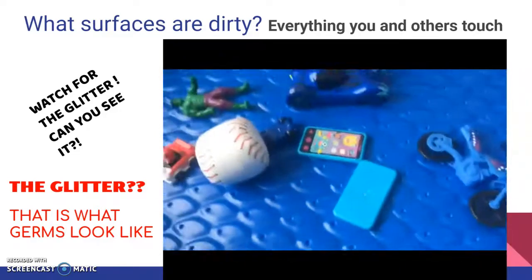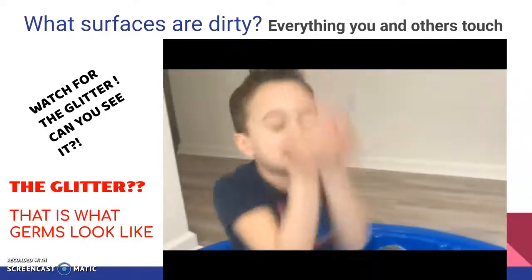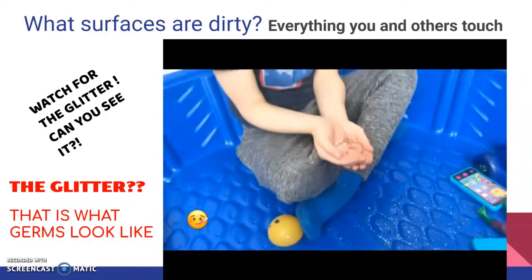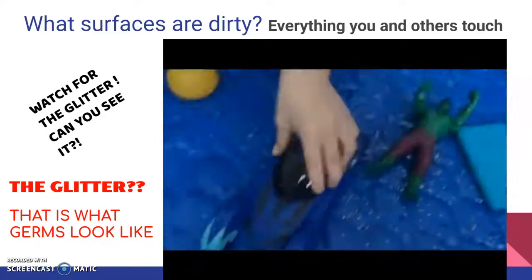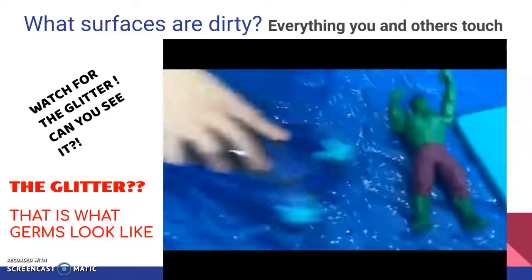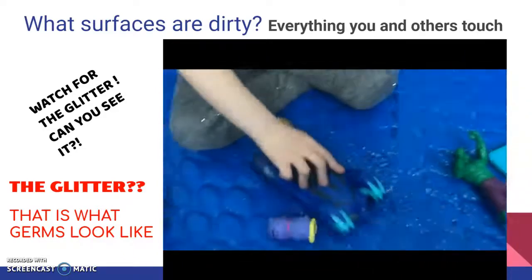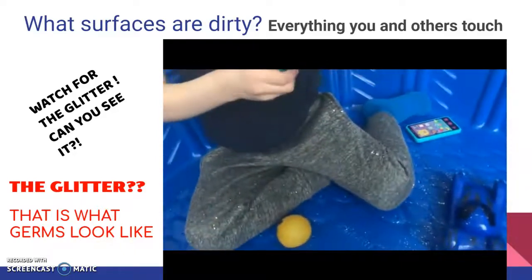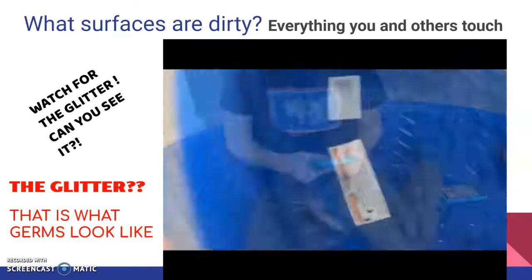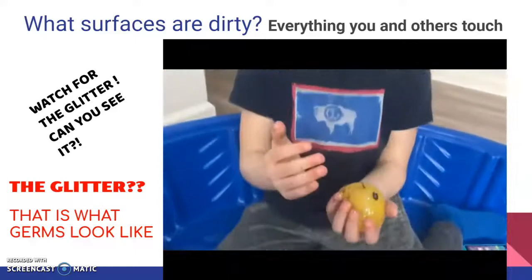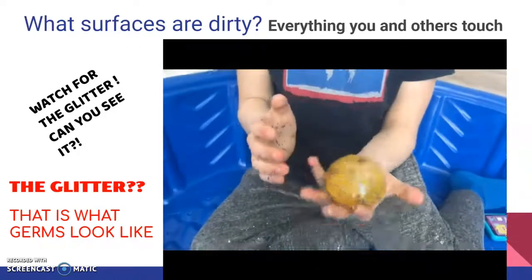Here he goes. Right now, I don't see any glitter on that. But he sneezes, and the glitter or germs go everywhere. Let's keep watching to see what happens. He did not wash his hands after that. Can you see the glitter? Look at his pants. It's even on his pants. And it's still on his hands. And now everything he touches has glitter on it. The glitter, that is what germs look like.